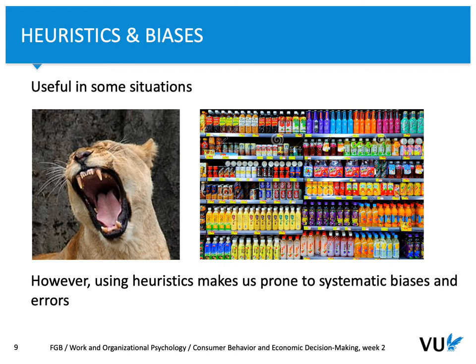When you decide to choose between different products, as you see here, lots of different drinks, then those heuristics influence your way of making decisions. Those heuristics, in other words, make us prone to systematic biases and errors in making daily life decisions.